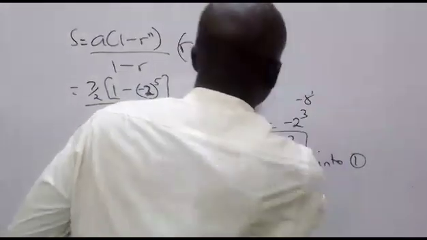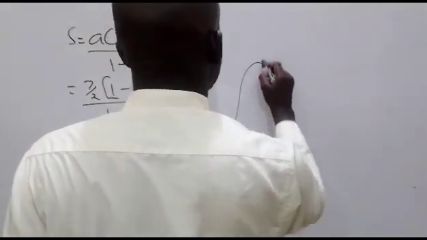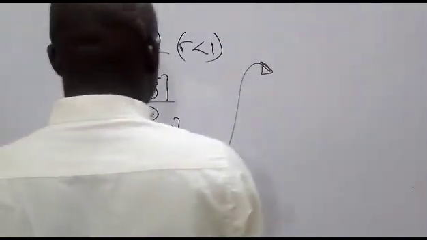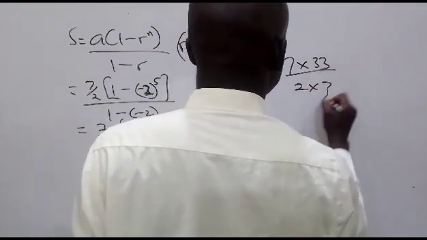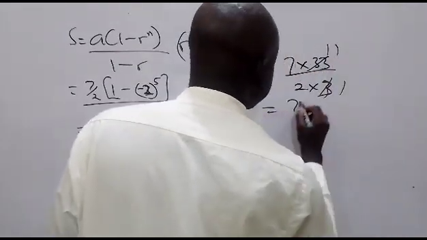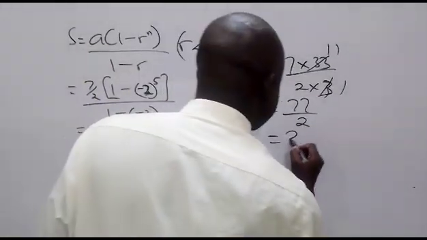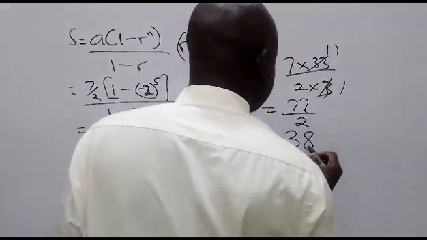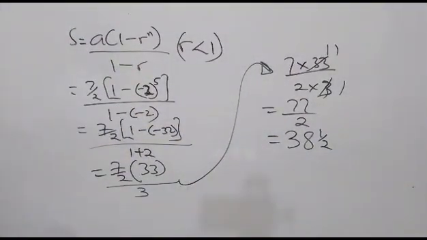From here, the sum is equal to 7 multiplied by 33 all over 2 multiplied by 3. So 3 here 1, 3 here 11. So we are going to have 77 over 2. And that will be 38 and a half, 38 whole number 1 over 2. So that will be the sum of the first 5 terms of that sequence. Thank you.